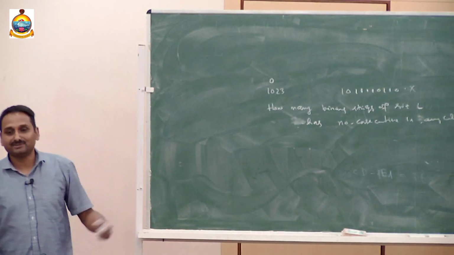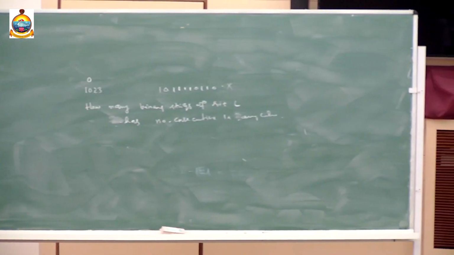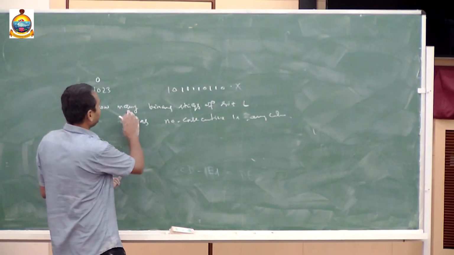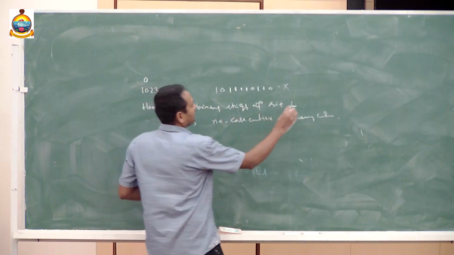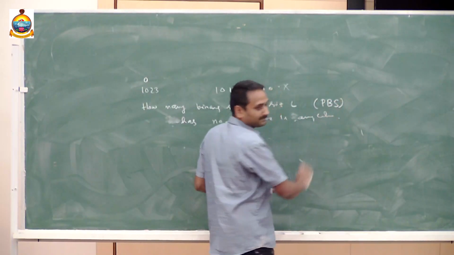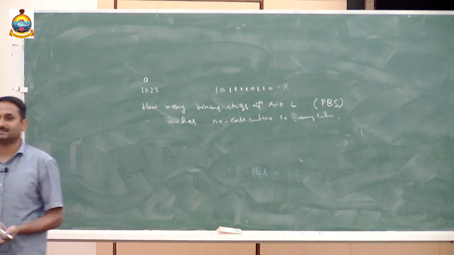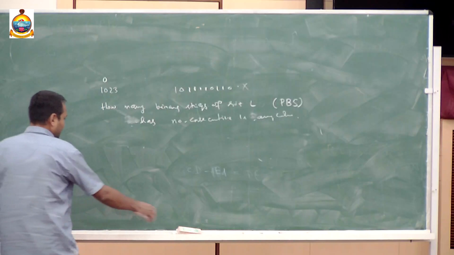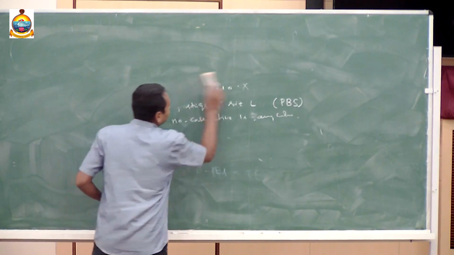Yeah, we can put it on a ring or open, right? Maybe on a ring. Let us put a ring. So now periodic boundary. How many binary strings? I will just use PBS, periodic boundary string, from now onwards. So that's the question we want to answer. So let us do that.